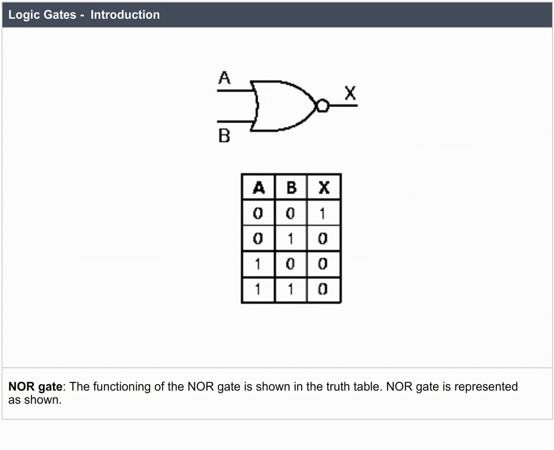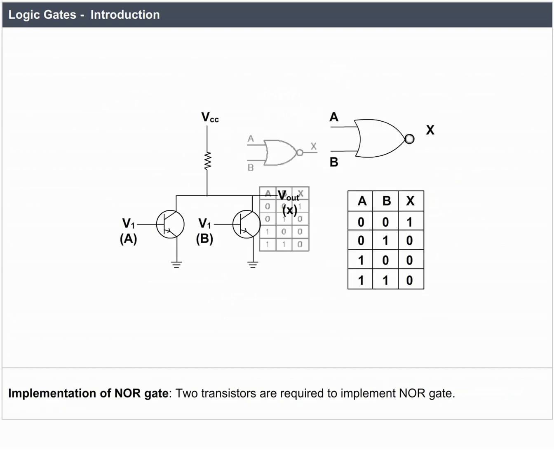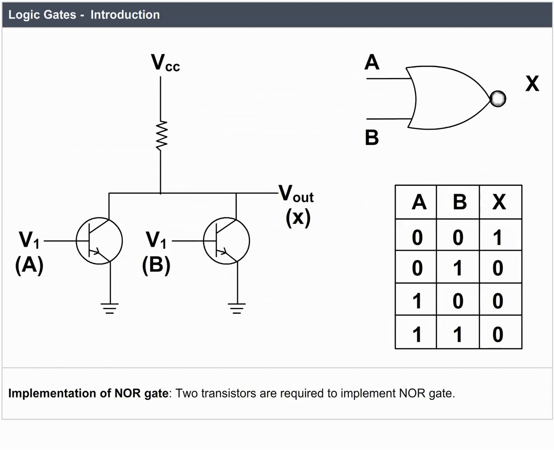NOR gate. The functioning of the NOR gate is shown in the truth table. NOR gate is represented as shown. Implementation of NOR gate. Two transistors are required to implement NOR gate.